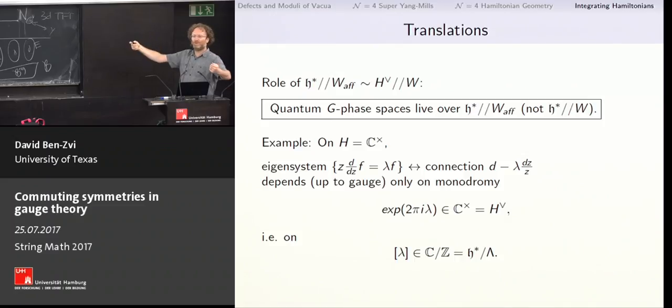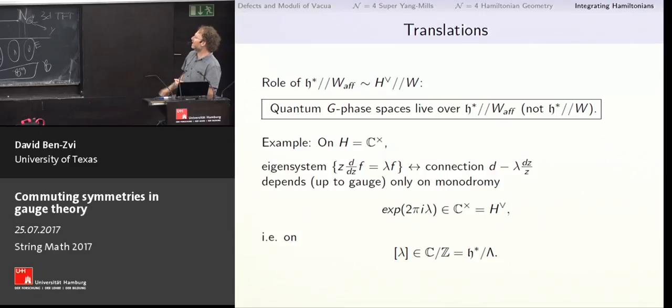Now, when you write these things down, you see a lambda in there, which is a complex number. So when you write it down, you think that those systems might be parameterized by lambda. But you know that's not true because of gauge invariance. If you shift lambda by an integer, you get the same equivalent system. So there isn't an intrinsic parameter lambda here. The only intrinsic parameter is the monodromy, exp of 2 pi i lambda, which lives in C star.